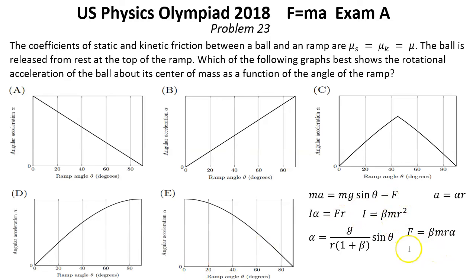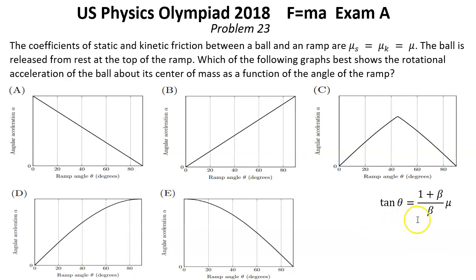And we can find this critical angle using a limit for the force of friction. On one hand, we can find that the force of friction equals beta m r alpha, and on the other hand, we can put here the maximum possible friction. That will be this expression. And from here we can find the critical angle. That will be this expression, (1 plus beta) over beta multiplied by mu.